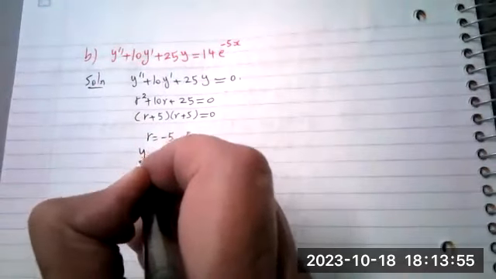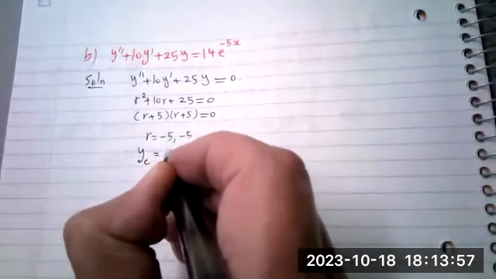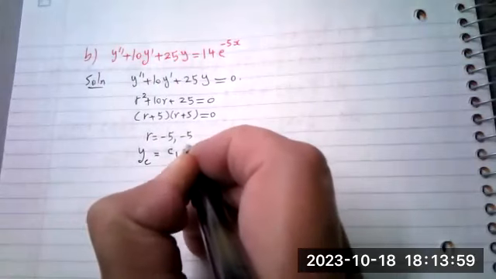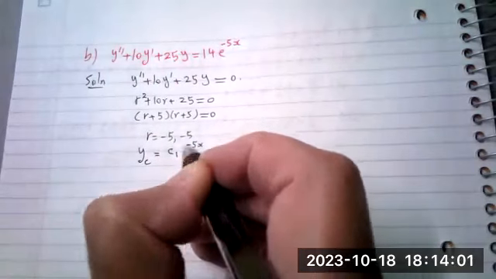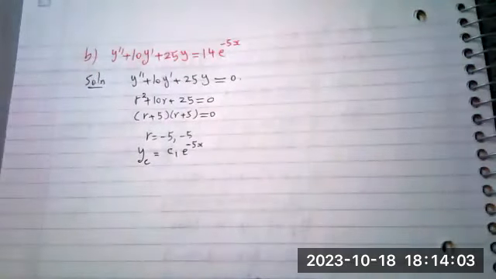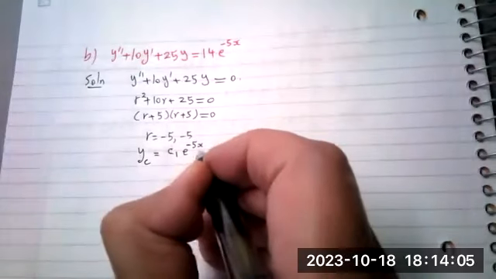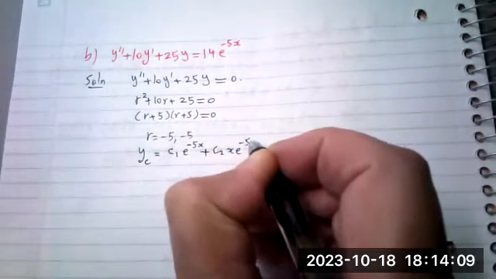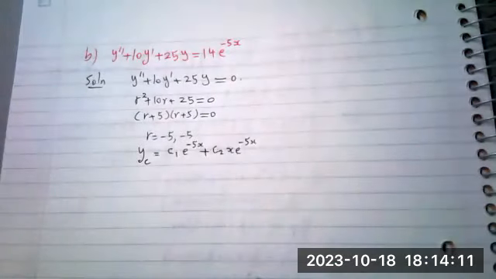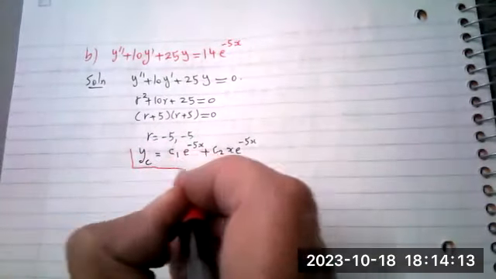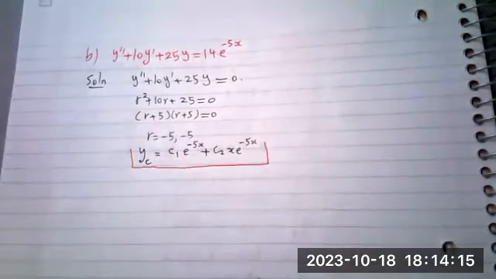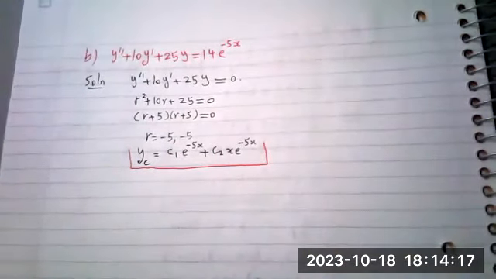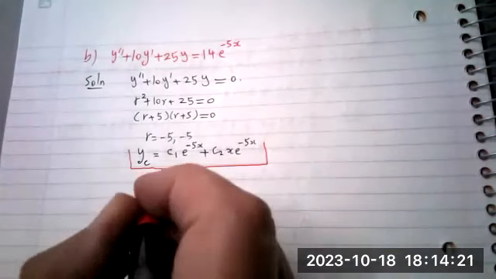It's a repeated solution. When we get the repeated solution, for the first one, yc is equal to c1 e to the negative 5x. And since it's repeated, you multiply by x. So it's going to be plus c2 x e to the negative 5x. So that would be the solution to the homogeneous. Any question? Now the yp. You want to find the yp?